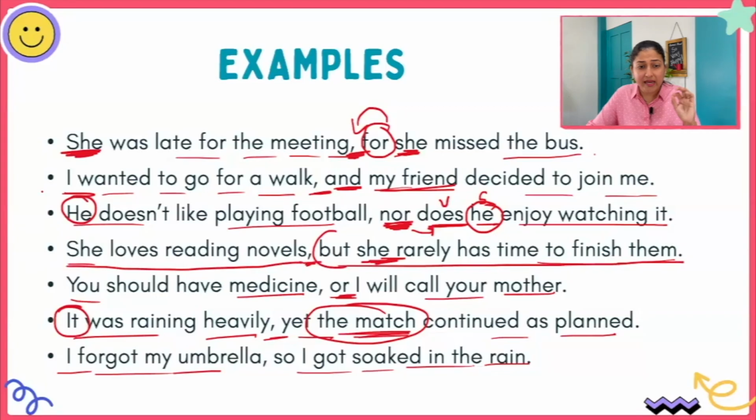No. Can I say, for example, or I will call your mother, you should have medicine? No, we can't. So, what I am trying to explain to you is, in the case of a compound sentence, we do not start the sentence with the clause which has a coordinating conjunction. We'll always start with the clause which does not have the coordinating conjunction, then we'll add a comma, and then the clause having the coordinating conjunction comes.